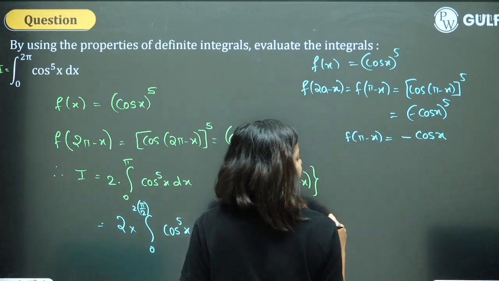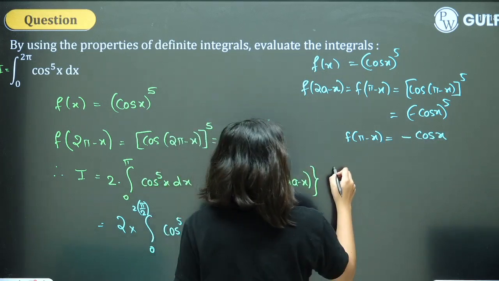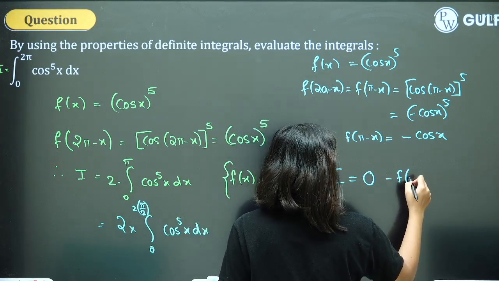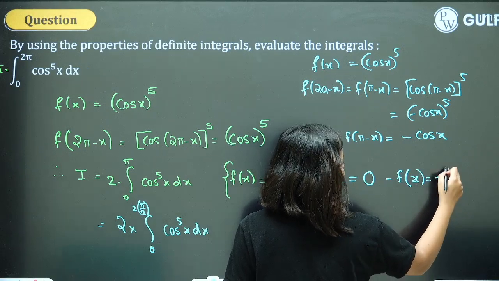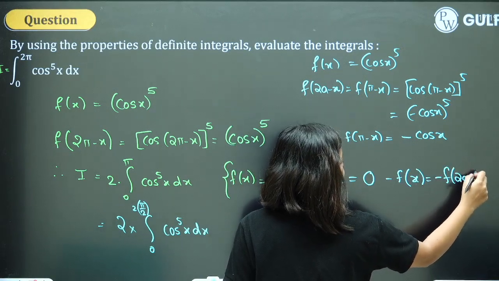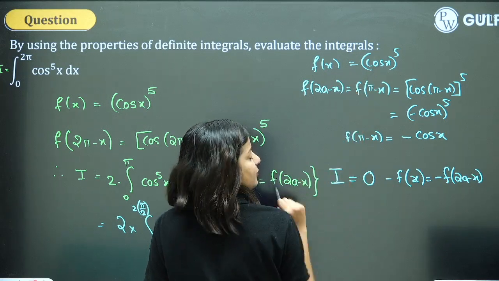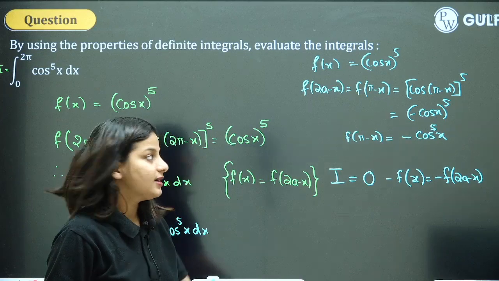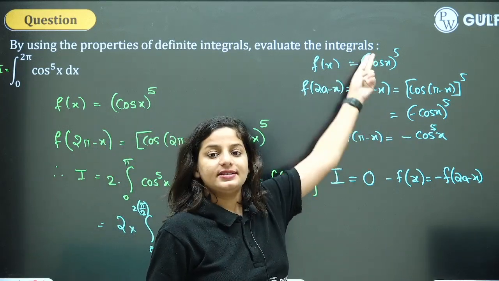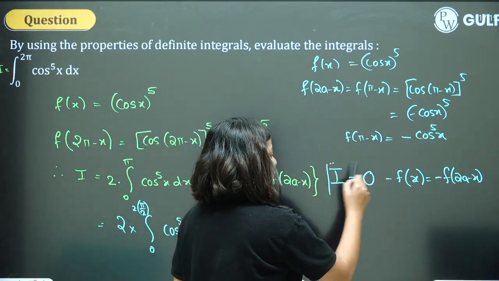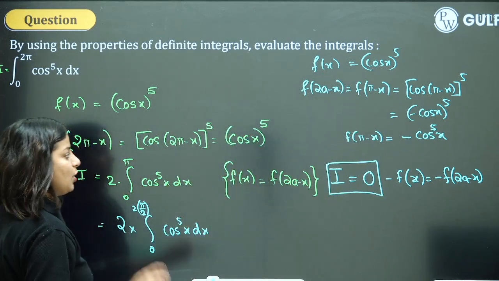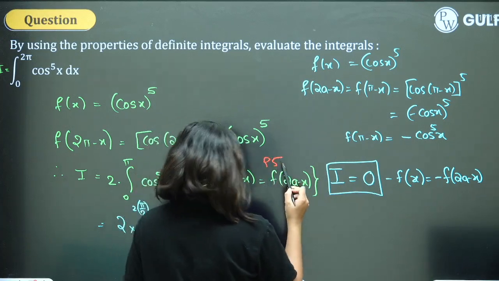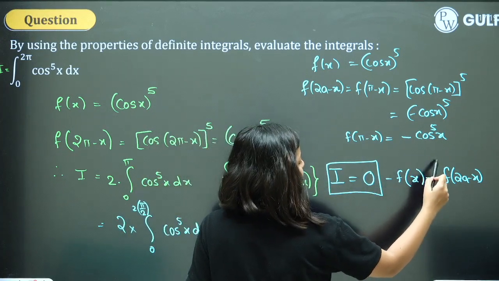We are getting f of pi minus x equal to odd power, so minus cos x. And if they are of opposite signs, what will be the value of the integral? It will be 0. Reason: f of x is equal to minus f of 2a minus x. f of x is cos raised to 5x, f of 2a minus x is minus cos raised to 5x. Opposite signs, so the integral is 0. So we used the P6 property 2 times in this question.